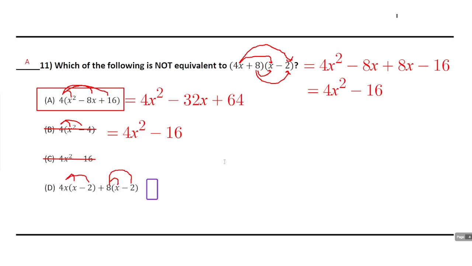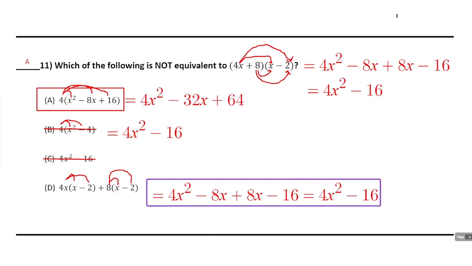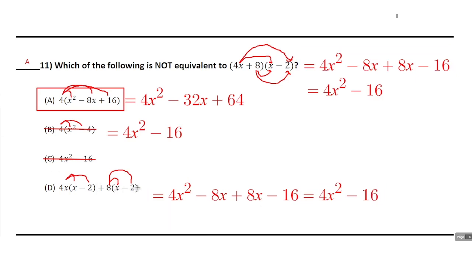First, the distributive property, we get 4x times x, which is 4x squared. 4x times negative 2 is going to be negative 8x. And then we have plus 8x minus 16, which looks really familiar to what we have up here. So yeah, we do know that this is going to be 4x squared minus 16. So D can't be right either. And so we've just verified that, sure enough, A is our answer.